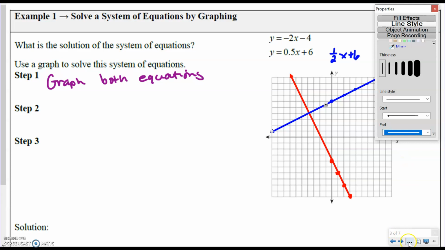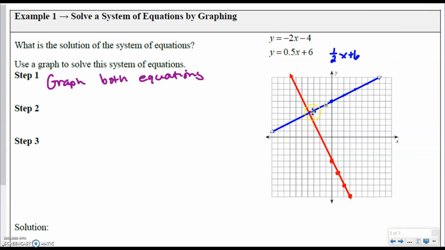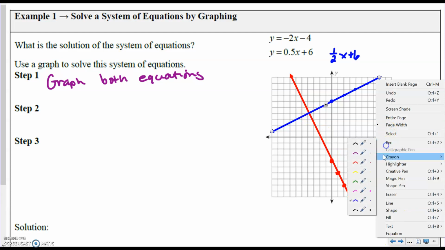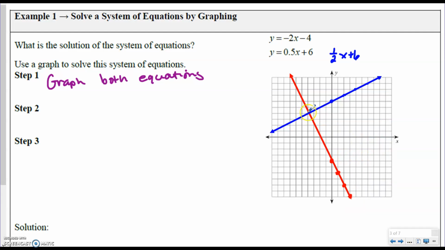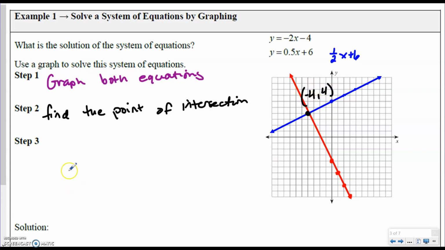Okay, and now you'll notice that when I'm done with that, there's a point where they cross, and that's really close to here. I'm going to approximate that, but I'm looking at this value right here. Okay, so once you have graphed them, the second step is to find the point of intersection. So this is at 1, 2, 3, 4, 1, 2, 3, 4. So -4, +4 is what I believe my solution is. And then step 3 is to check it in both equations.